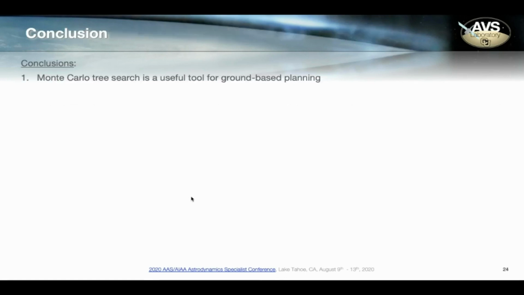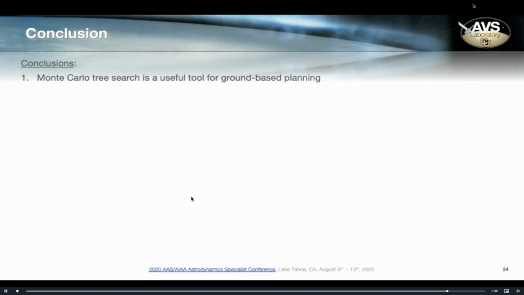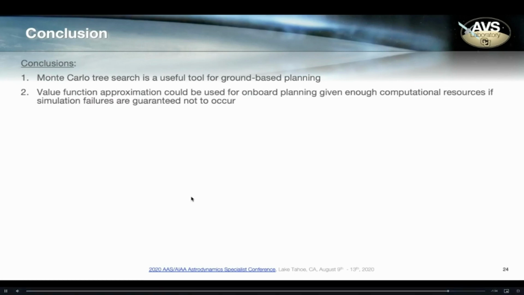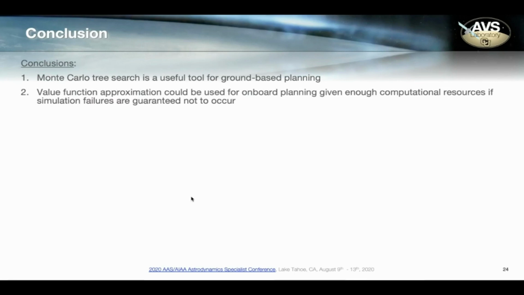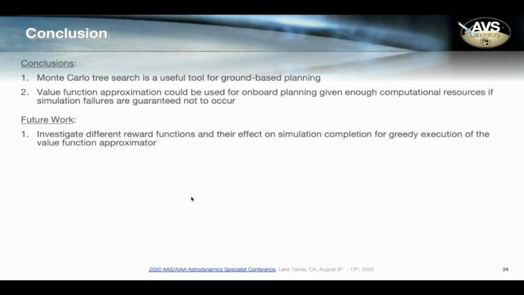So, conclusions: Monte Carlo tree search is a useful tool for ground-based planning at the very least, and value function approximation could be used for onboard planning given enough computational resources, if simulation failures are guaranteed not to occur. So a lot of work is going to need to go into this in the future.